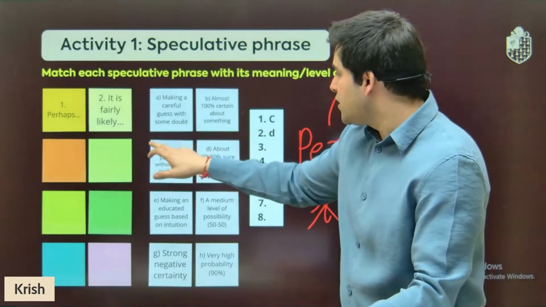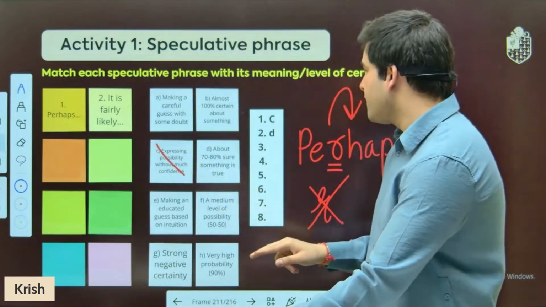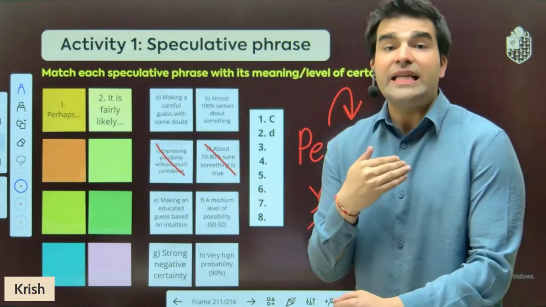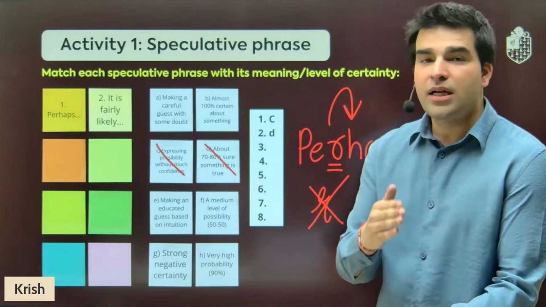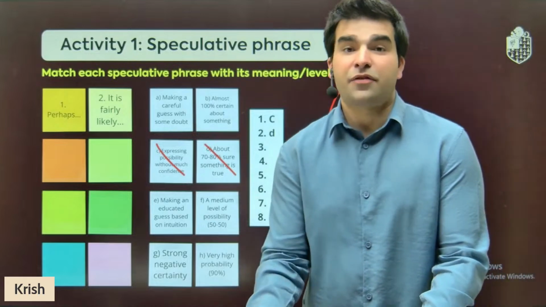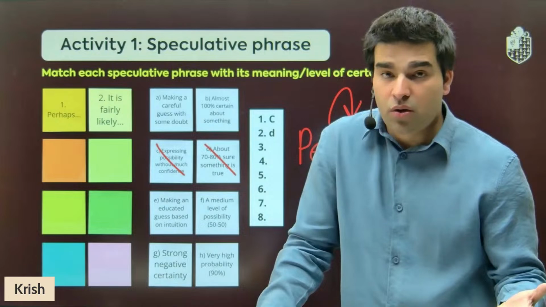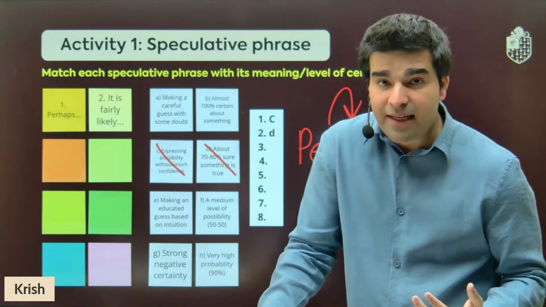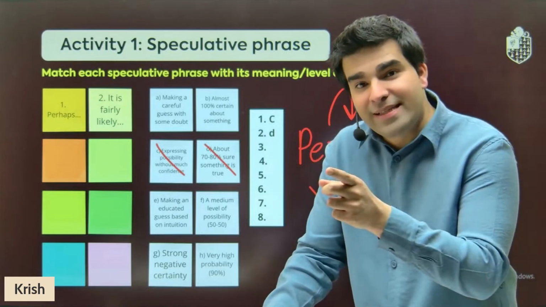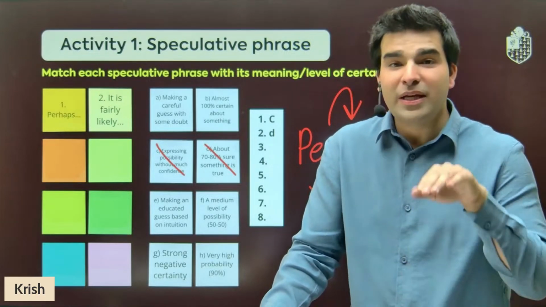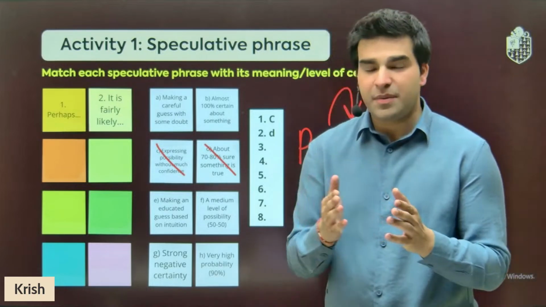So C is gone. Bingo. D is gone. It is fairly likely means you're about 70 to 80% sure that something is true. So, for example, it is fairly likely that it will rain tomorrow. It is fairly likely that I'll go to the party. Now you complete the sentence in the chat box. I repeat, you complete the sentence in the chat box.